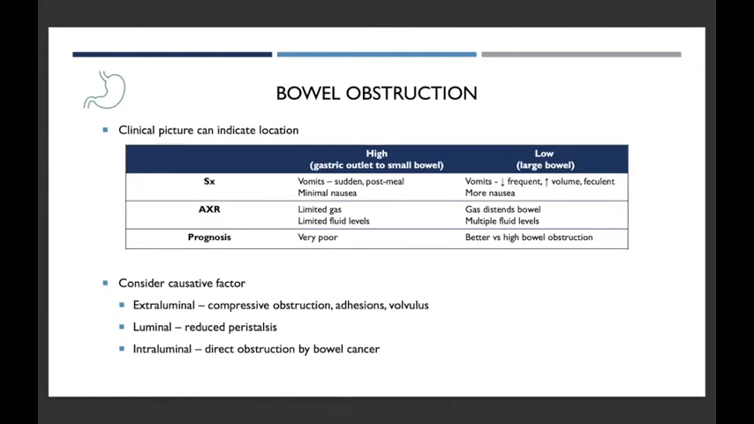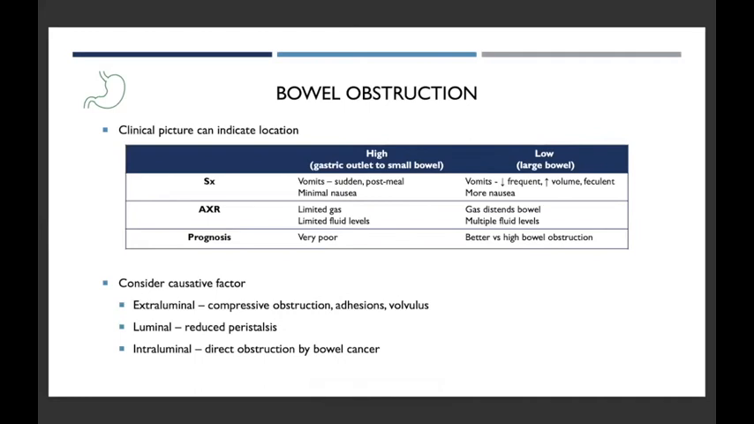Bowel obstructions. So constipation can actually lead to a bowel obstruction. In terms of this, think about the vomiting in particular. If they are vomiting right after a meal straight away, then it's probably a higher up bowel obstruction, like small bowel or higher. Whereas if they've got feculent vomiting, it's probably lower down. If it's a lower down bowel obstruction, you're going to see the typical abdominal X-ray signs where the gas is descending the bowel, and you've got multiple fluid levels there.